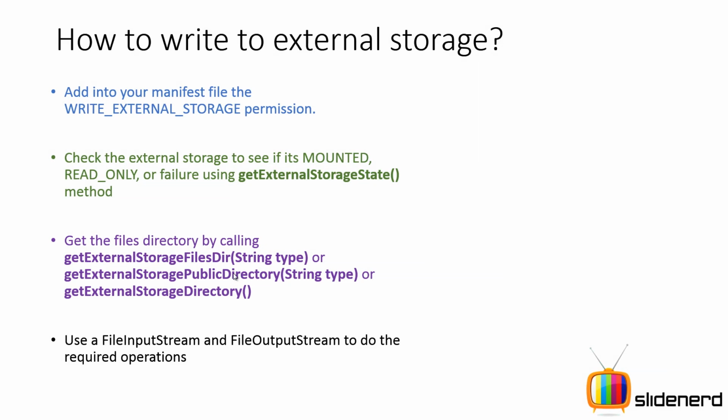Now let's talk about how to write to external storage. First of all, you need the right external storage permission in your manifest. Without this, nothing is going to happen. And then again, you need to check something. You need to check if the external storage, which is the SD card, is available.